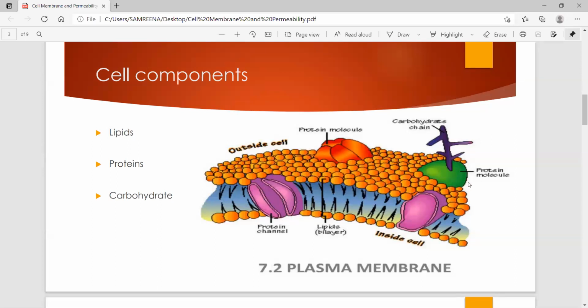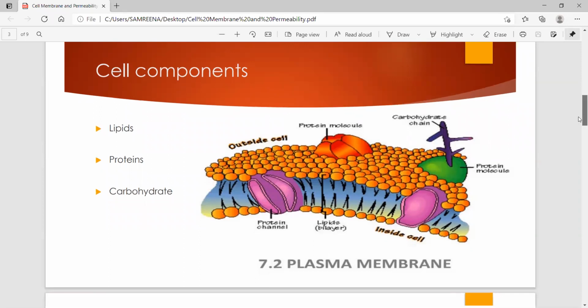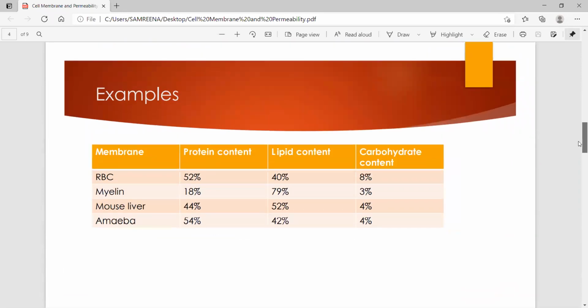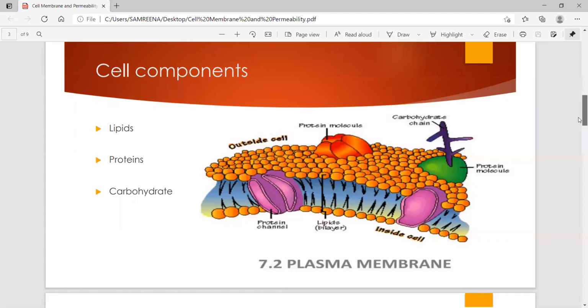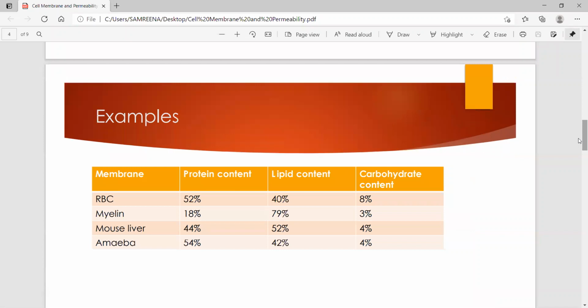Some form the channels, or we have carbohydrate chains which are attached directly to the proteins. There are also some carbohydrates which are attached directly to the lipid molecules. Now, as you have seen this one example of plasma membrane, as I said, the composition of the proteins and receptors varies from cell to cell, depending on the functioning of the cell. I have taken some examples where we will discuss how much protein, lipid, and carbohydrate content is present.